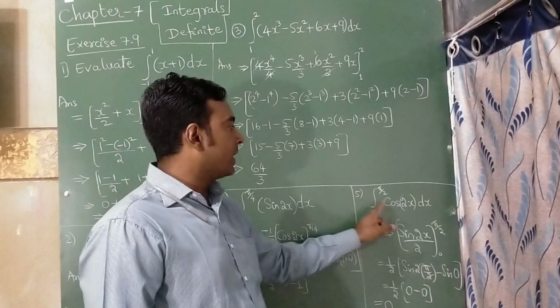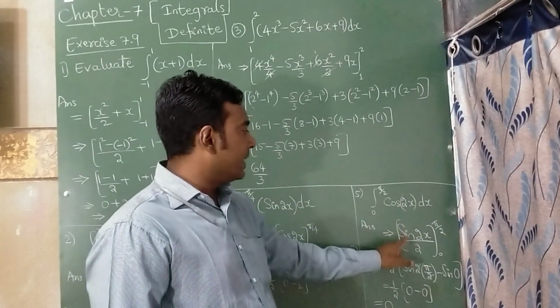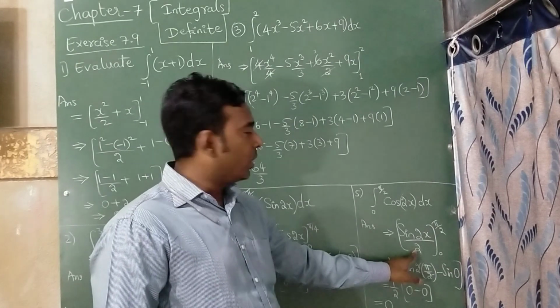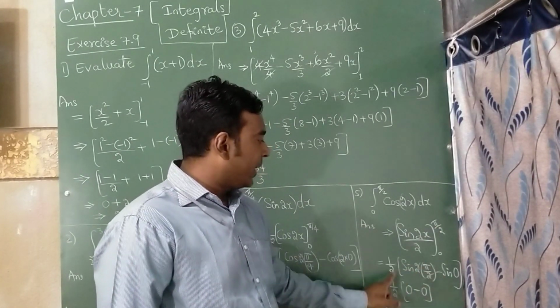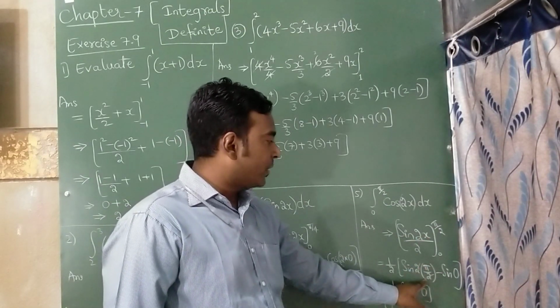Fifth question is integration of cos 2x dx. Now integration of cos is sine. Since there is a number 2, so I have written 2 in the denominator part. So the limits they have given is 0 to pi by 2. So 1 by 2 I have written outside. Sine 2 in place of x, pi by 2.